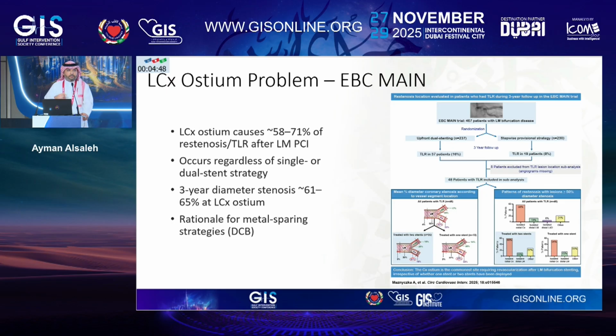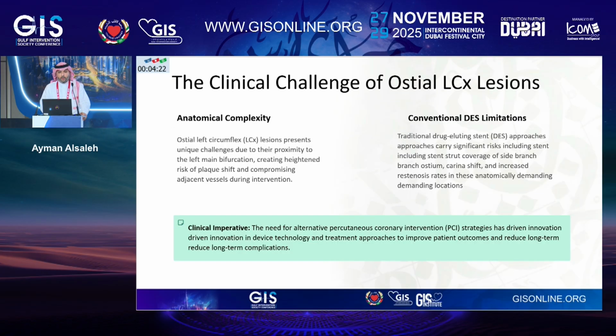Going through why we decided to stent this and leave the ostium for DEB: the LCX ostium is problematic. We know that from the EBC MAIN. LCX ostium causes 50 to 70% restenosis. TLR after left main PCI occurs regardless of a single or dual stent strategy. Three-year diameter stenosis is 60 to 65%. And this gives the rationale for a metal-sparing approach.